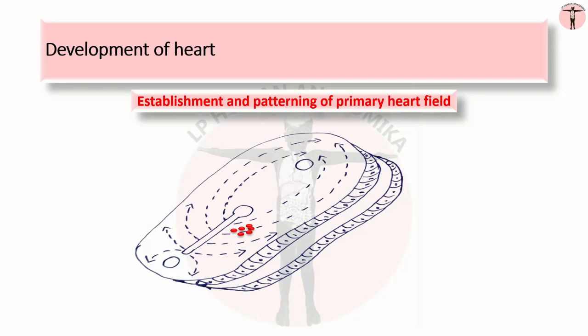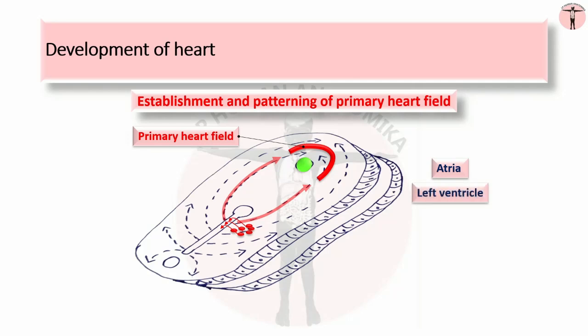From there, they migrate through the streak and into the splanchnic layer of lateral plate mesoderm, where they form a horseshoe-shaped cluster of cells called the primary heart field, cranial to the procordal plate. As the progenitor heart cells migrate and form the primary heart field during 16 to 18 days, the cells are specified on both sides from lateral to medial to become atria, left ventricle and most of the right ventricle.